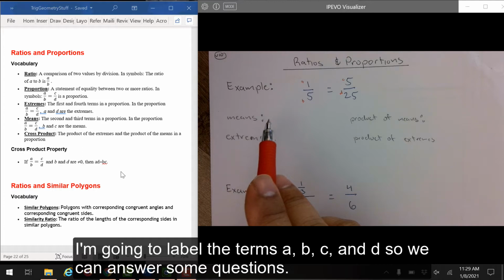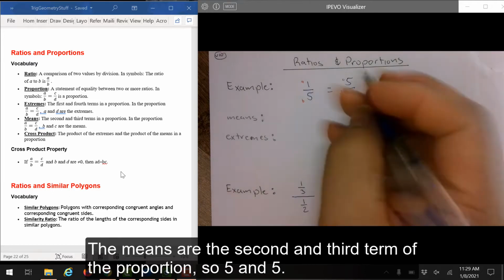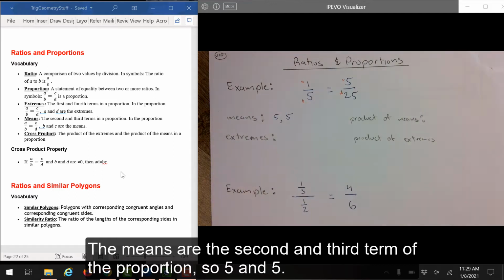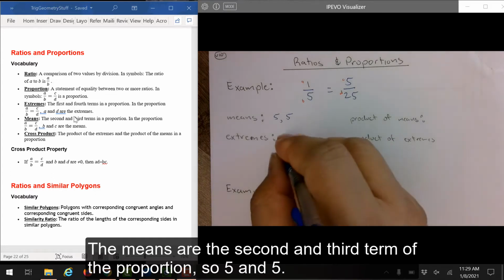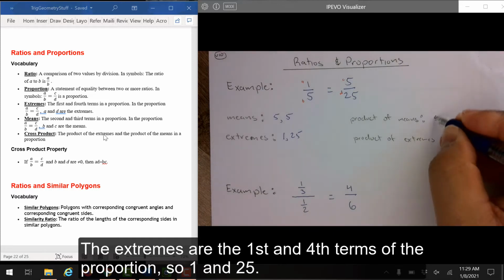I'm going to label the terms A, B, C, and D so we can answer some questions. The means are the second and third term of the proportion, so 5 and 5. The extremes are the first and fourth terms of the proportion, so 1 and 25.